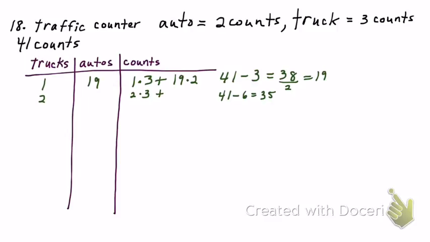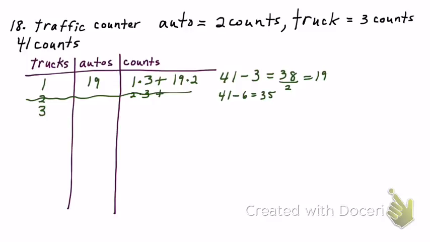41 minus 6, we need 35 counts from our cars. Now think of this, we get 2 counts per car, so we need an even number in order for this to work. So this case isn't going to be possible. Can't get cars to get an odd count, which is what we're needing here.